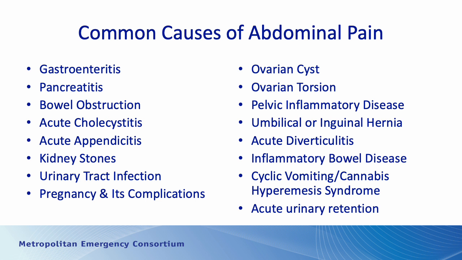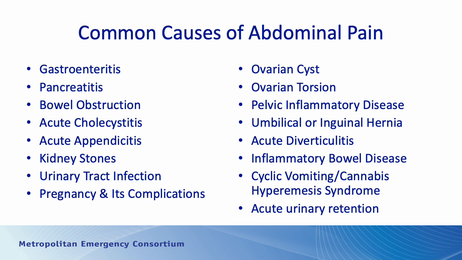Common causes of abdominal pain: things like gastroenteritis, nausea, vomiting, diarrhea, pancreatitis, acute inflammation of the pancreas gland, bowel obstruction, where there's a kink to the gut, either the large bowel or small bowel, or both, where transit of food and other materials through the gut is impaired. Acute cholecystitis or acute gallbladder pain is a common event, as is acute appendicitis. Kidney stones can be a source of back pain or abdominal pain or both.